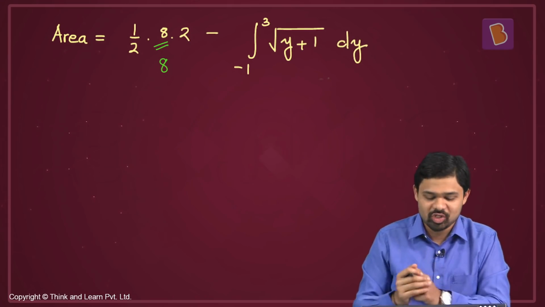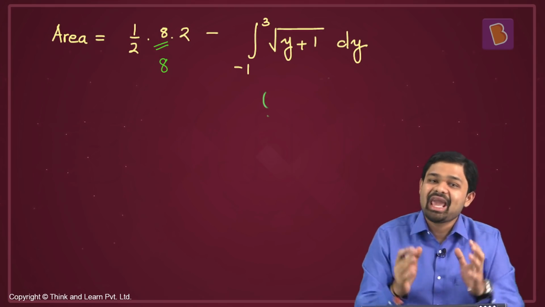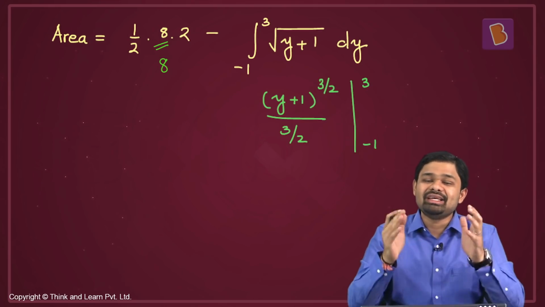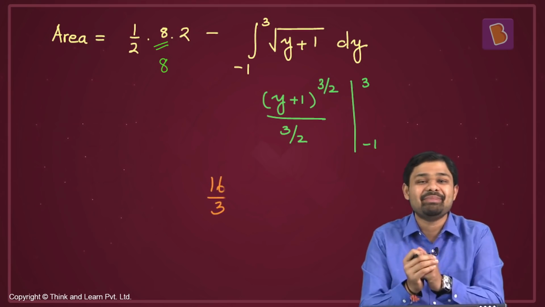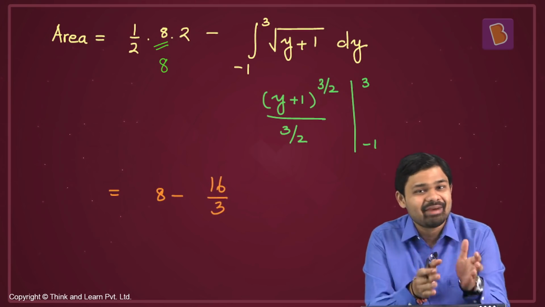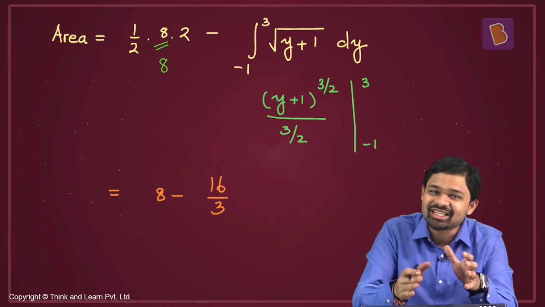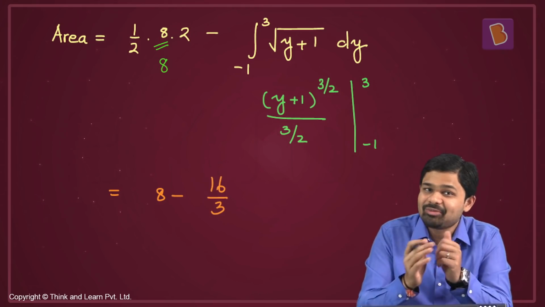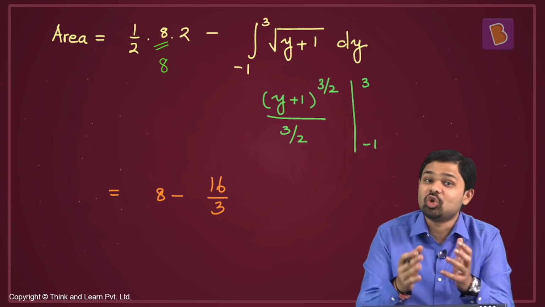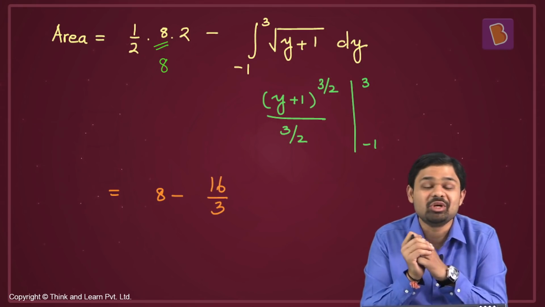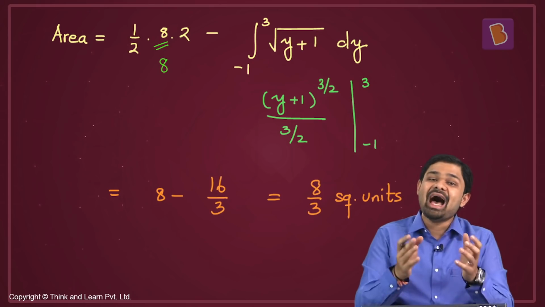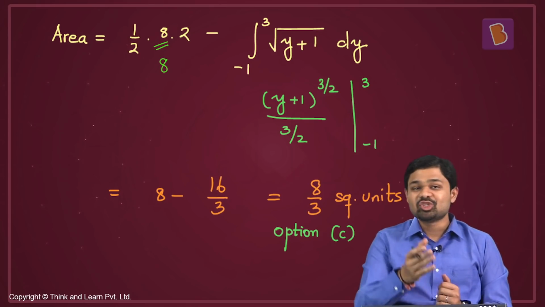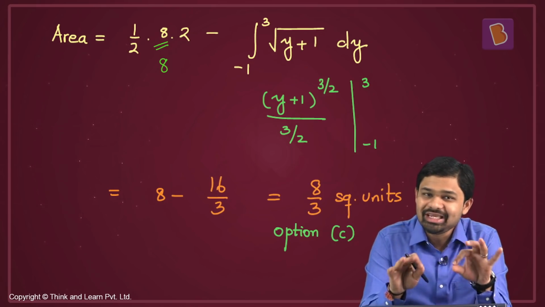If you go through the whole thing, you will get that the area under the parabola is actually equal to 16/3 square units. So 8 minus 16/3 square units is the area between the parabola and the tangent to the parabola at (2,3). So the area turns out to be 8/3 square units, and this was given in option C. So option C is the correct answer to this very simple question.